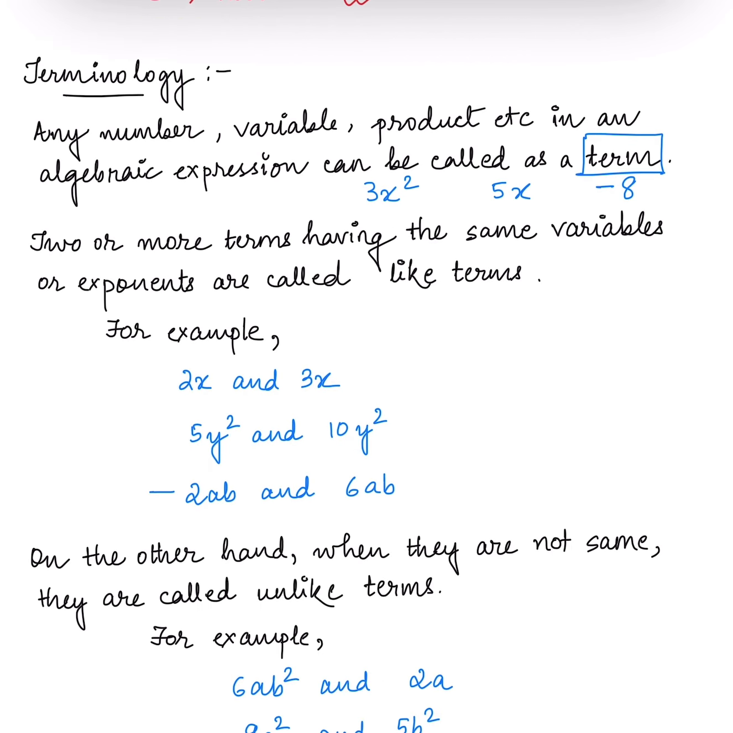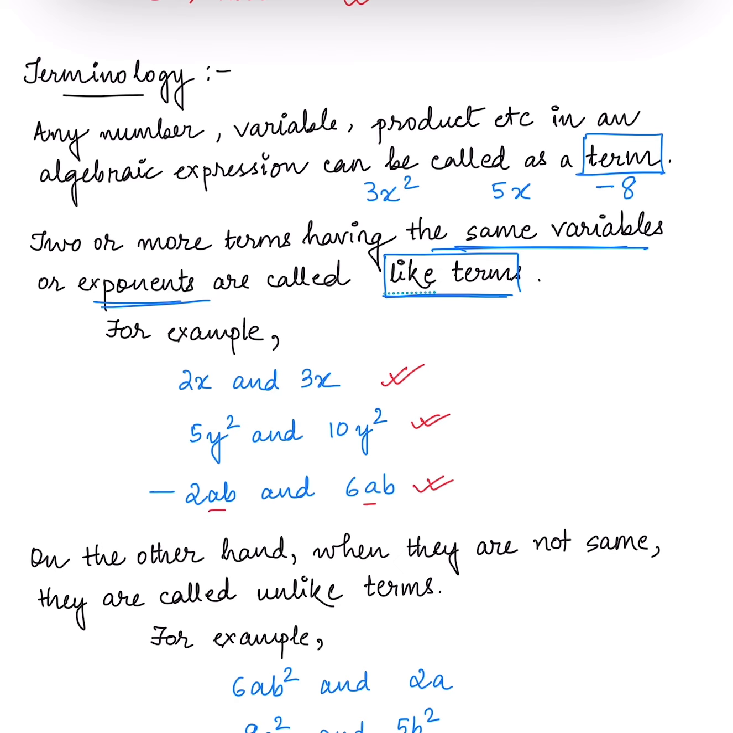Now, two or more terms which have the same variable or exponents are called like terms. Now 2x and 3x, what do they have? Both have x, so these are like terms. 5y squared and 10y squared, this is also a like term. Minus 2ab and 6ab, so ab and ab are the same, so these are like terms.